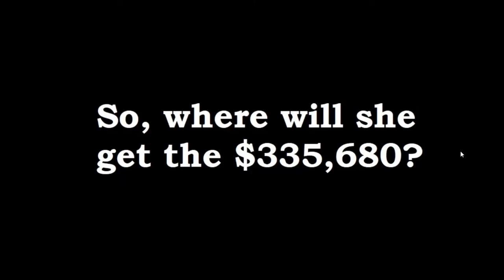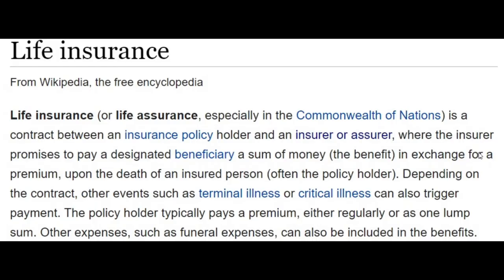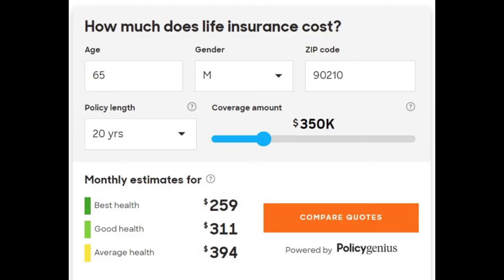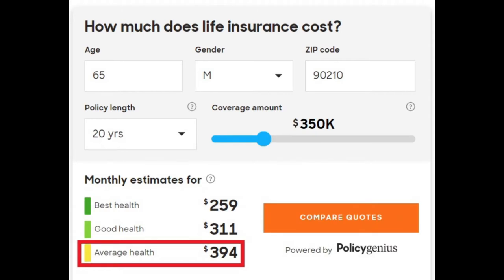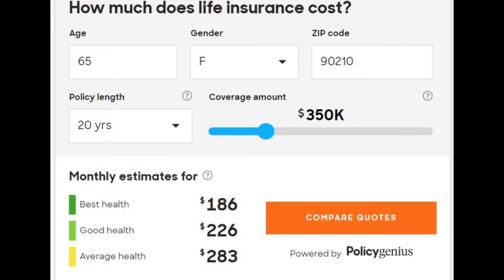But it may still leave you wondering, how is she supposed to pay for the annuity in the first place? And the answer is, from a life insurance policy that's on her husband. I've made him also 65 years old, male, average health, $350,000 of insurance, which is the closest this calculator could get to the required $335,680. It's gonna cost him $394 a month. Once again, for comparison, had I made the pensioner female, I would have felt like I cheated, since her insurance at average health would have been $111 cheaper than his.